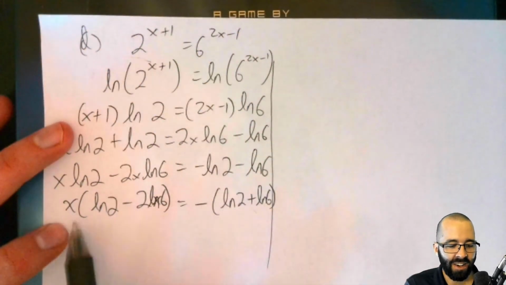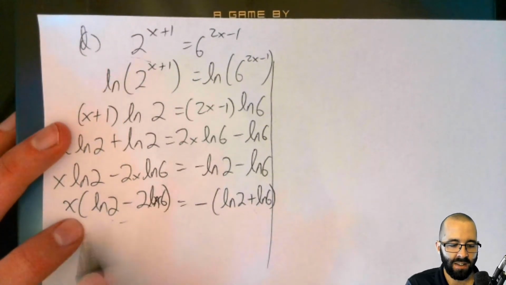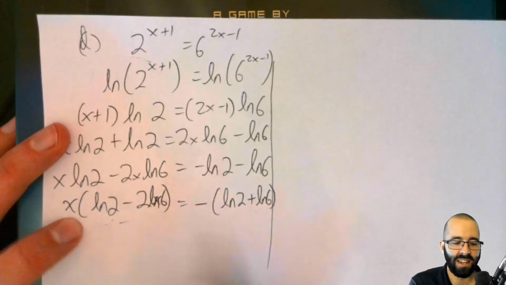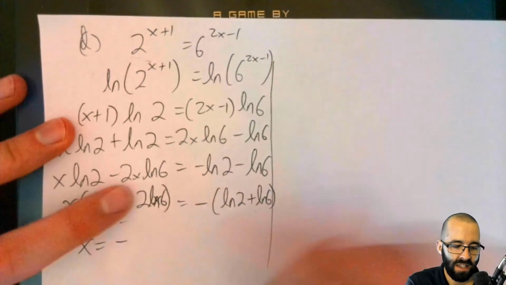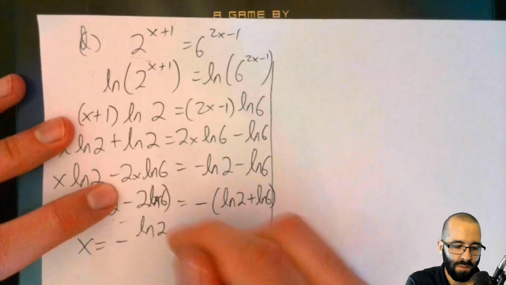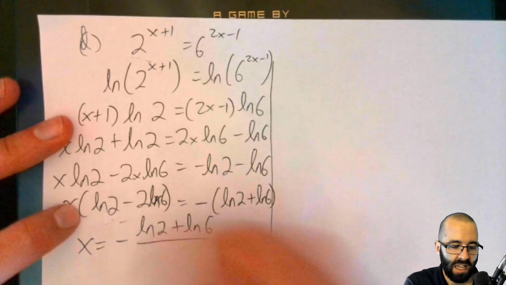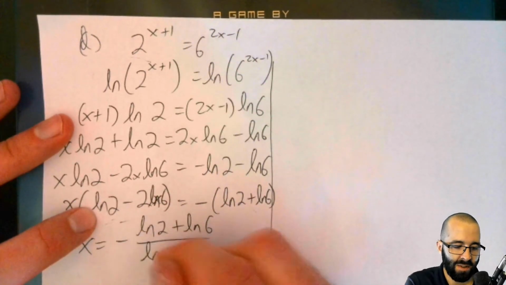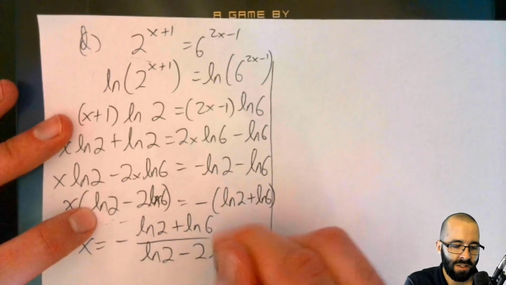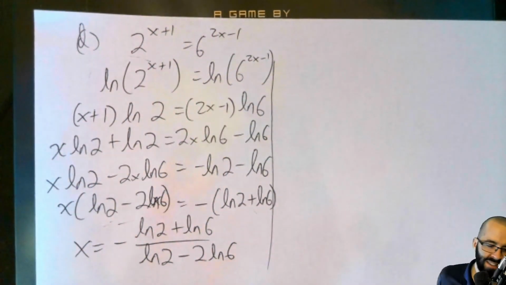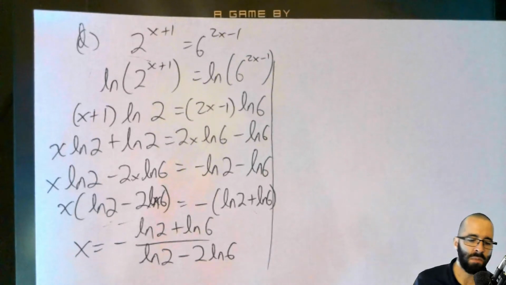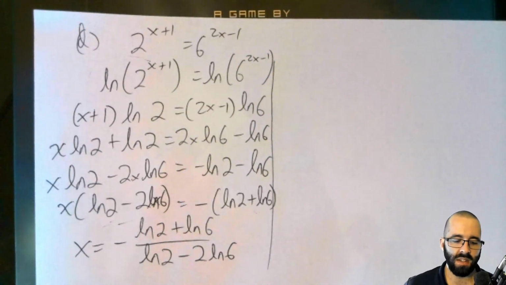All right. And now to solve for x, we divide by what's being multiplied by x. So x is going to be that right-hand side, which is natural log of 2 plus the natural log of 6, divided by this coefficient on the left-hand side, which is natural log of 2 minus 2 times the natural log of 6. There's a couple ways that we could rewrite this and a couple ways that we could simplify it, but this is pretty good.